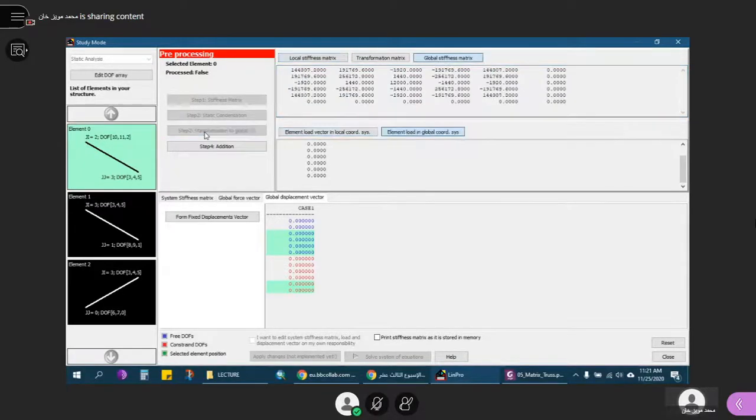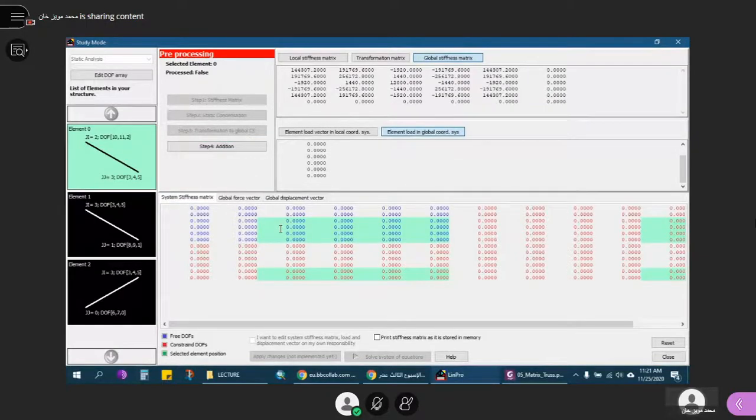Next, step 3, transform. This automatically transforms the local stiffness matrix to the global coordinate system. The next step, step 4, addition: as you can see in the area below, this will change. The local stiffness matrix has been added over here in this part. All right, this has been done. Now the second part is element 1. Click on step 1. You have the local stiffness matrix, then static condensation.